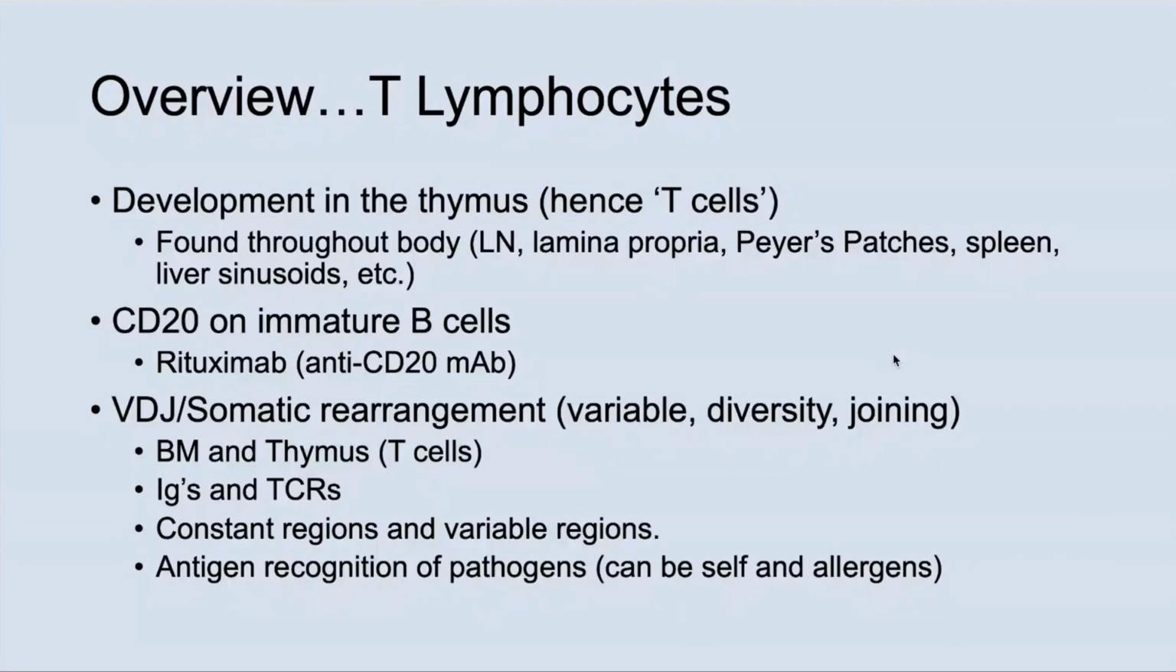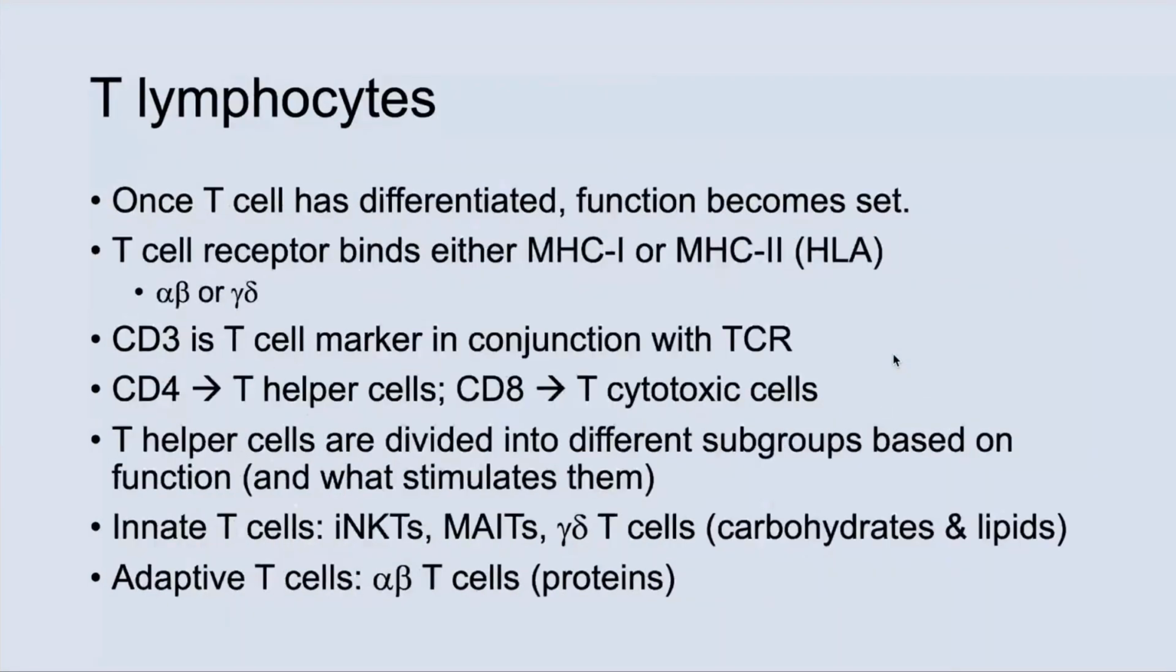Okay, sorry. So again, these develop in the thymus, hence the word T cells. They're found throughout the body, right? Lymph nodes, lamina propria, Peyer's patches, spleen, liver sinusoids, etc. I don't know why I have this here. It shouldn't be there. I apologize. It's a duplicate slide. But T cells, once they're differentiated, their function becomes set, kind of like B cells.